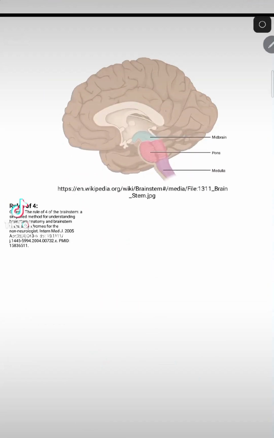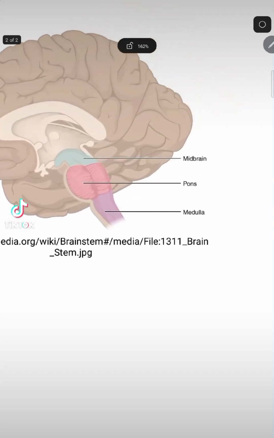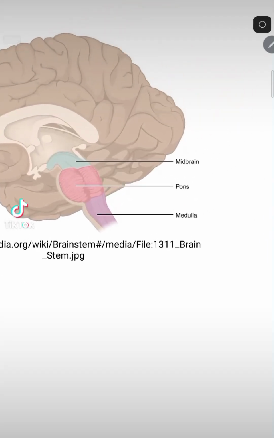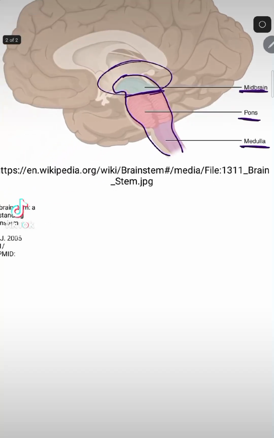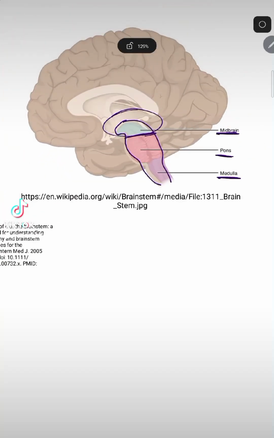First, let's go over the normal anatomy of the brainstem. The brainstem is composed of three parts. We've got the midbrain, which is literally in the middle of the brain. We've got the pons, and we've got the medulla. Now, it's important for you guys to know which cranial nerves originate from where.